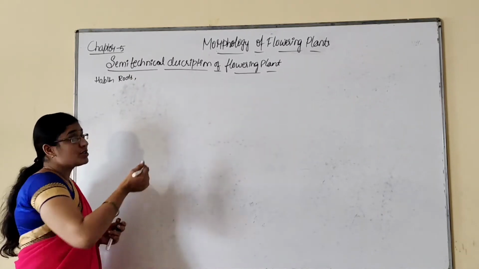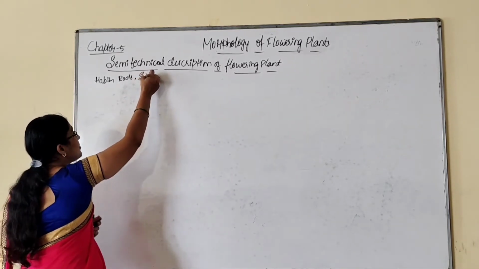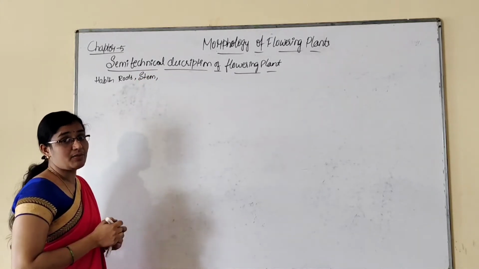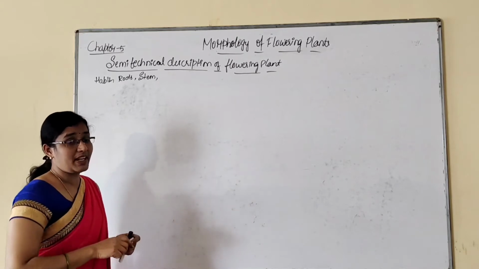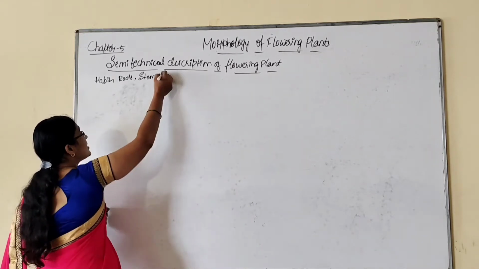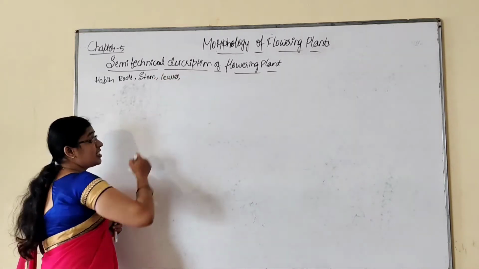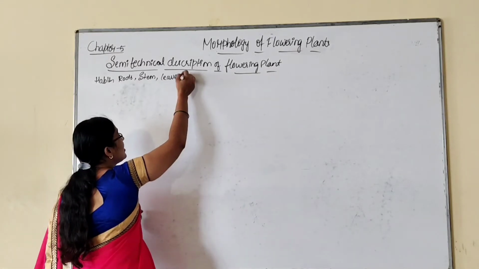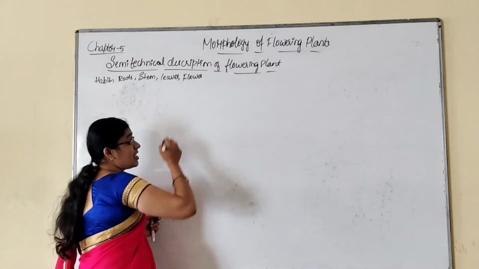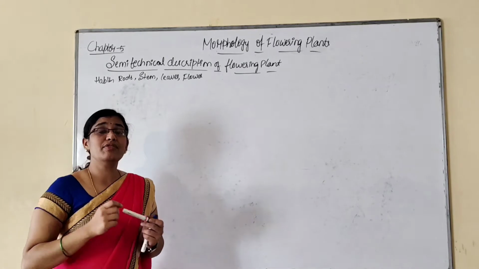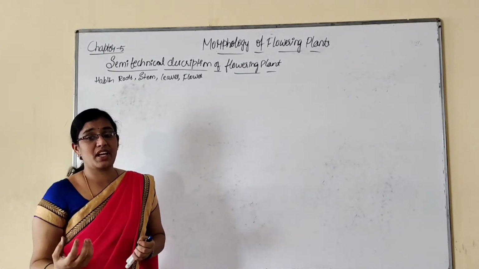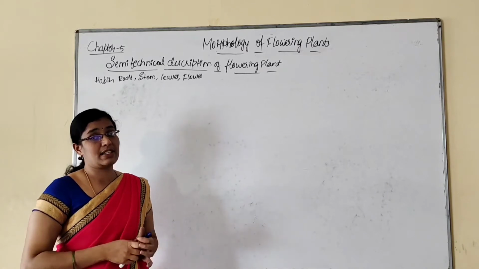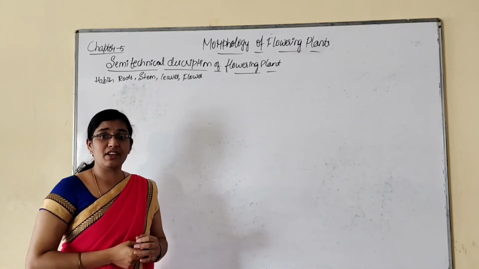Then we go towards the stem. We will describe the stem. There, whether there are any modifications or any special features of that flowering plant, we will describe that. Then we will describe its leaves. And here flower, we also describe about the flower. Also different floral whorls. So calyx, corolla, androecium, gynoecium, everything we will be describing regarding that particular flowering plant.